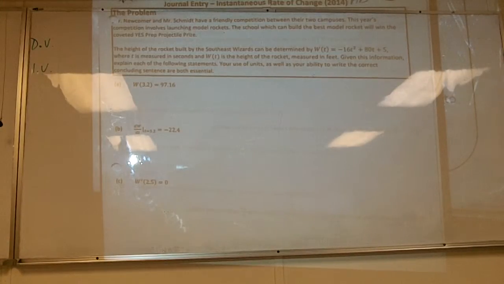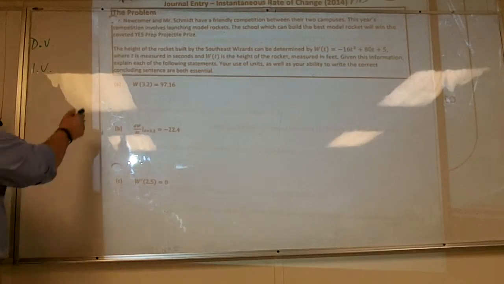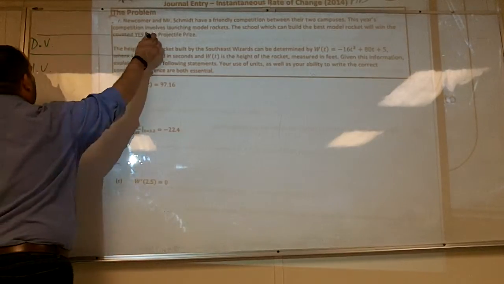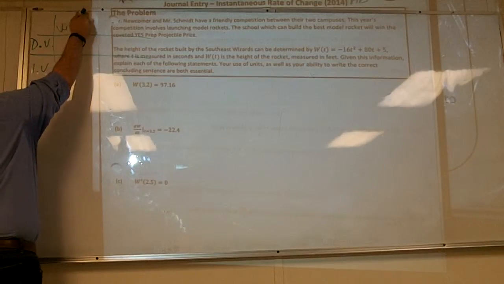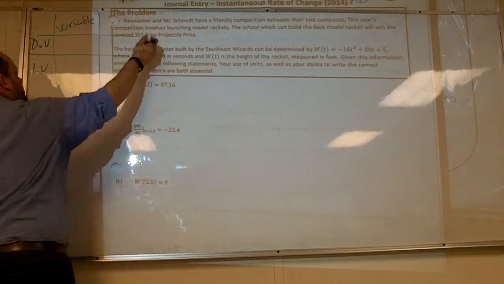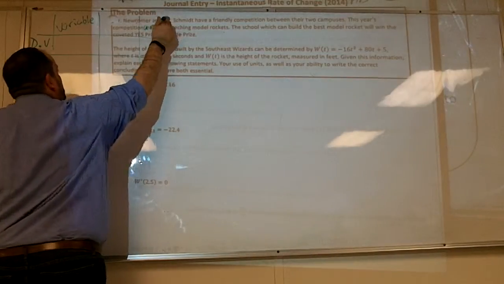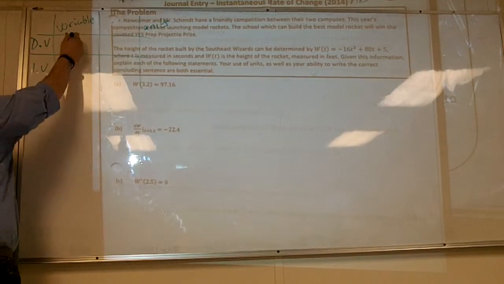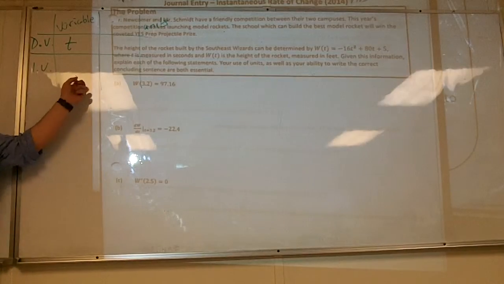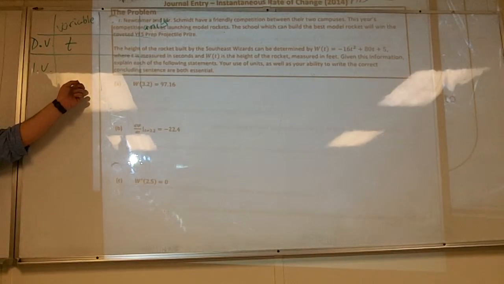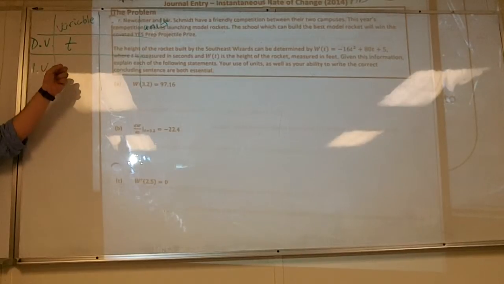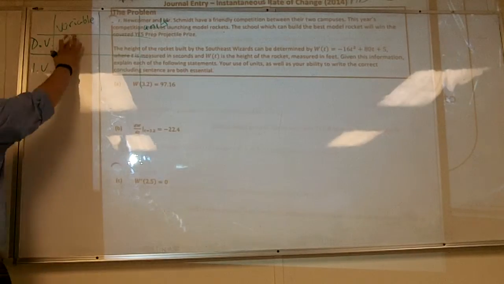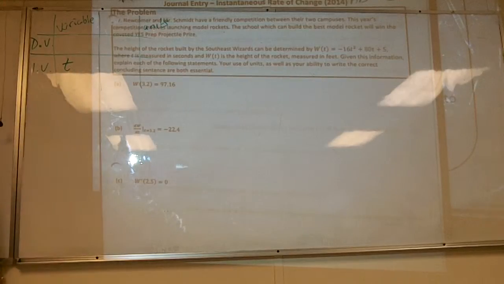Edgar, what's the independent variable? Time in seconds. Okay, hold on. My question is, what is the variable? What you're telling me are the units. What's the variable? The variable is like the letter. T. The independent variable is T. The dependent variable? W of T.